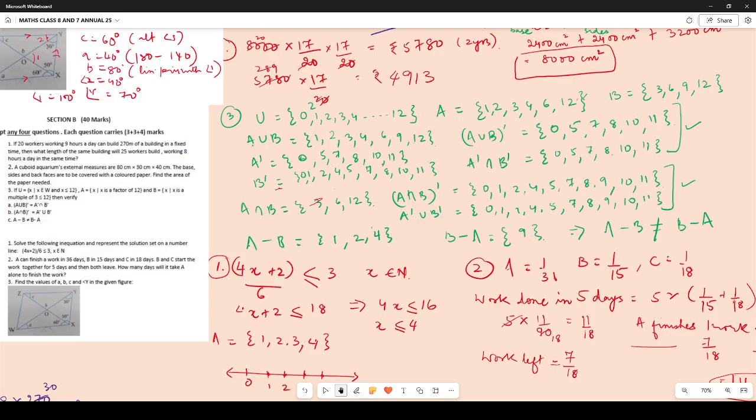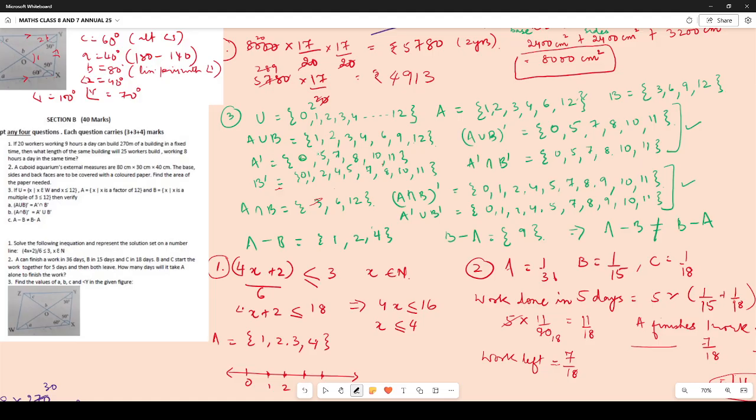Right. Now, let us find out what is A complement and what is B complement. A complement means what is present in the universal set but not present in A. So we have 0, 5, 7, 8, 10, 11. B complement is what? 0, 1, 2, 4, 5, 7, 8, 10, 11, except 3, 6 and 9.